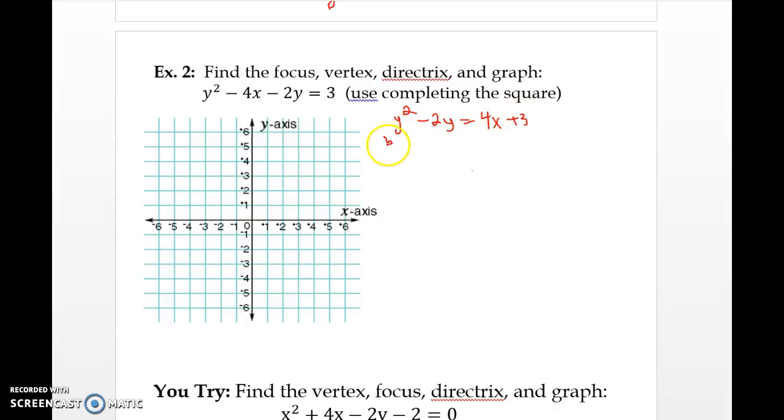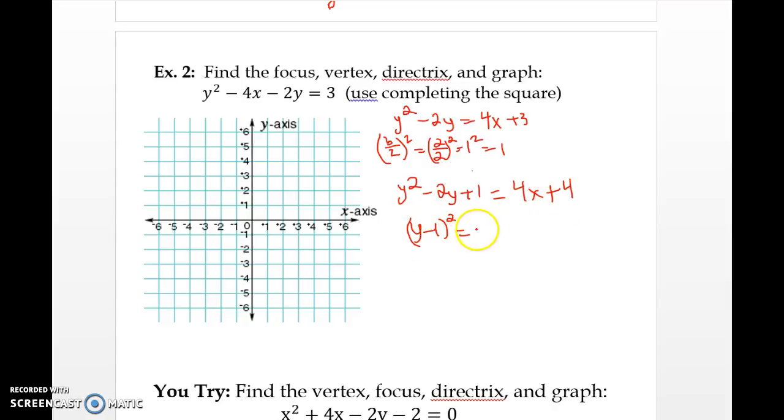We need to find (b over 2) quantity squared. And our b is 2 here. Signs do not matter. And 2 over 2, do that first. That's going to be 1, and 1 squared is 1. So that's what we're adding to make this a nice perfect square. Y squared minus 2y plus 1. And what we do to the left side, we have to do to the right side. We're going to add 1 here, and 3 plus 1 gives you 4. Now I can factor the left side, (y minus 1) squared.